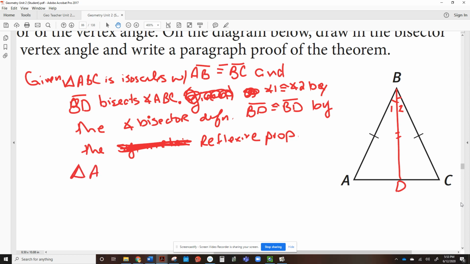Triangle ABD is now congruent to triangle CBD by side angle side. And now that we've got those two triangles congruent, we can say that angle A is congruent to angle C.